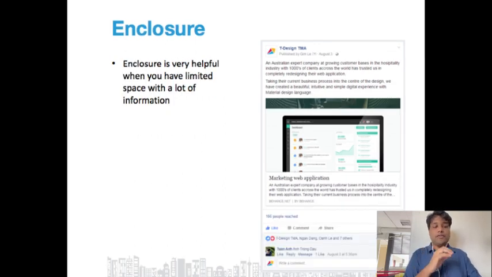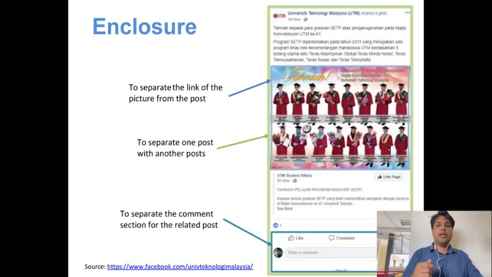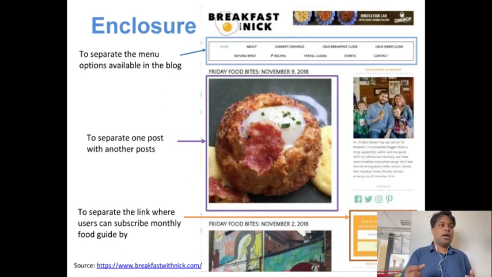Enclosure is very helpful when you have limited space with a lot of information. It really organizes the information in such a way that users can easily understand and navigate. So we can see enclosure in every website we visit. For example, in a website there is a structure, and every structure falls into the principle of enclosure. For example, there is a navigation bar, there is a blog post, then there is a section for the contact, and it's all separated by borders, which helps us to navigate the website better. So that's why we see a lot of examples of enclosure in modern day websites.